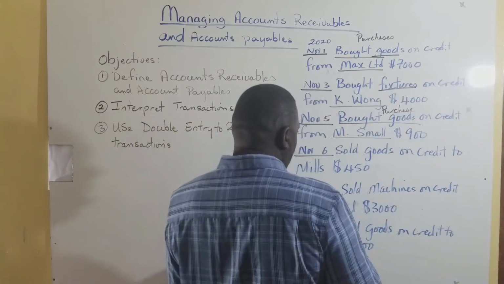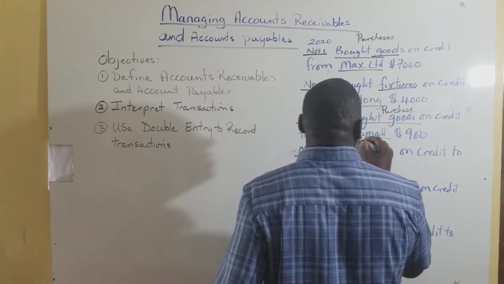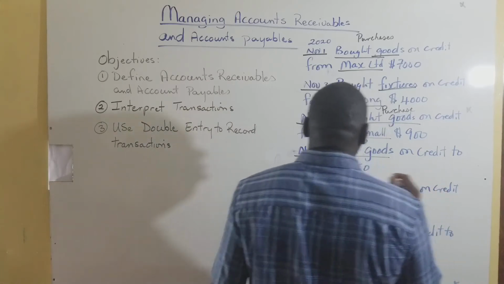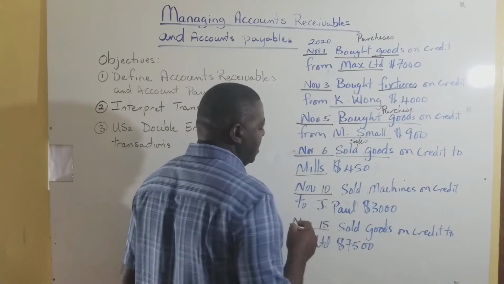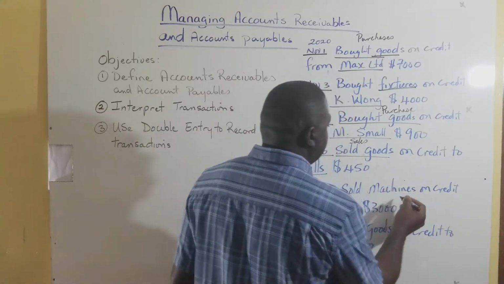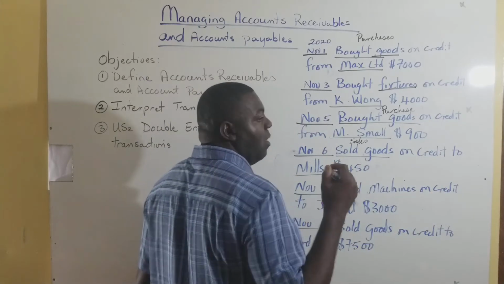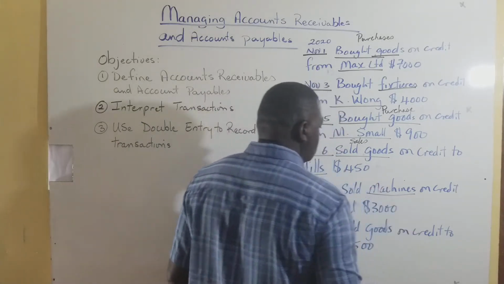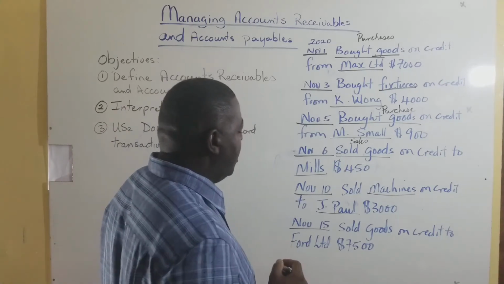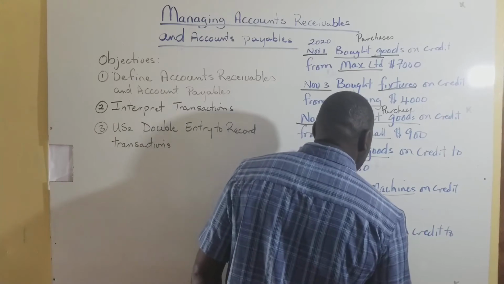We sold goods on credit. So sold goods there will mean sales. And on credit, we are selling it to Mills. So who are we selling it to? Mills. November 10. Sold machinery on credit to J. Paul. What are we selling? Machine. To whom are we selling it? J. Paul. Sold goods on credit to Ford Limited. What are we selling? Goods. So it's going to be sales account.